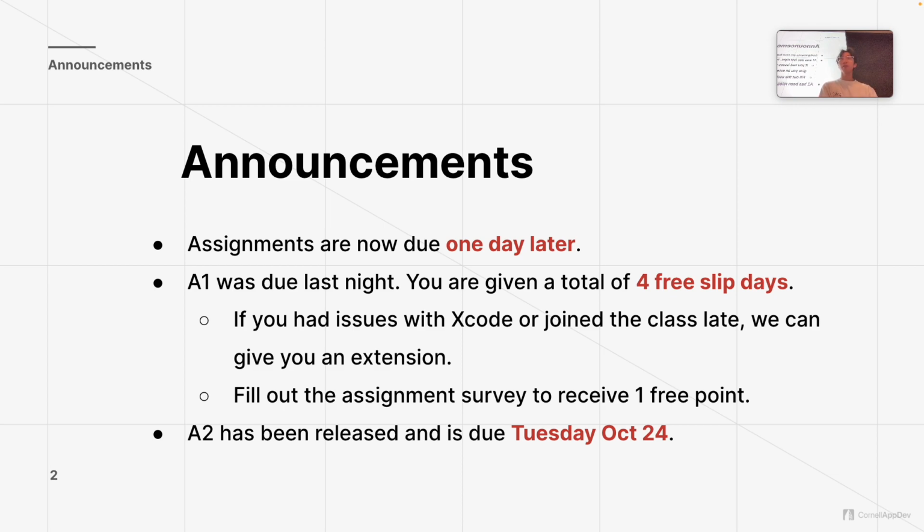And so I looked at the assignment survey and there were like 10 of y'all that submitted something on CMS but didn't fill out the assignment survey. Just a reminder, that is 1 free point. So please fill that out if you haven't, or if you forgot, just check again and see if you filled it out. Last announcement, we released A2 yesterday, I believe, and it is now due Tuesday, October 24th. Are there any questions?